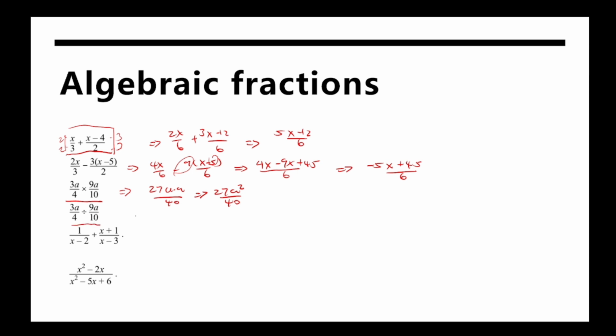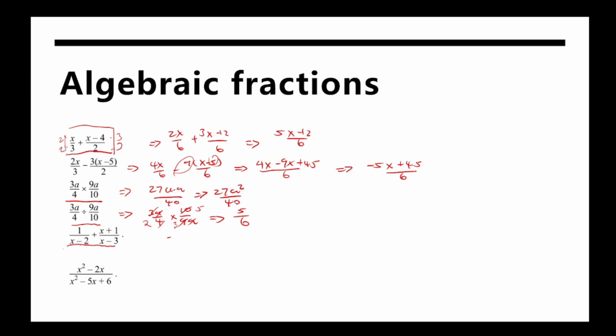Then moving on to division. Division works also the same as arithmetic division. We multiply by the reciprocal, which is 3a over 4 times 10 over 9a. This cancels out the a and a, 3 and a 2, leaving us with 5 over 6. Now moving on to harder examples like this.